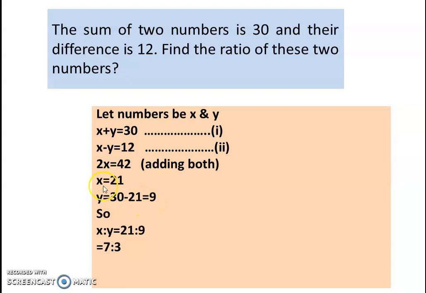So now we know the values of x and y. We can easily calculate the ratio, that is 21:9, and after simplification, both divided by 3, the ratio will be 7:3, right? Hope this solution is clear. If you have any doubt, you can write me in the comment box.